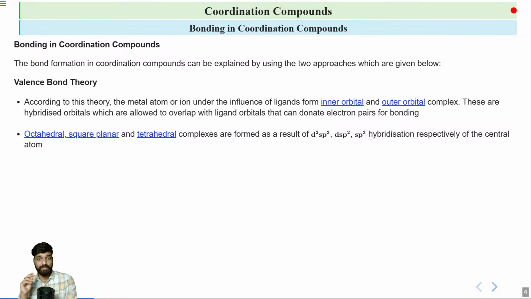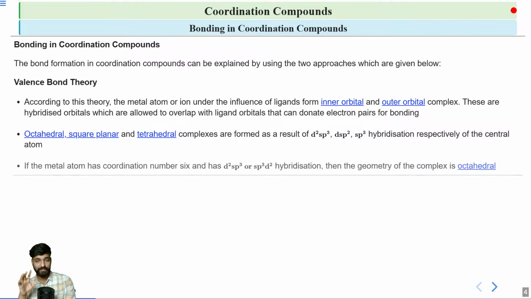Talking about the hybridization, we have three kinds of hybridization. So for octahedral, it is d2sp3, or in some cases it is sp3d2. Then for square planar, it is dsp2, and for tetrahedral, it is sp3. Got it? So these are the four kinds of hybridization which are shown by the three geometries.